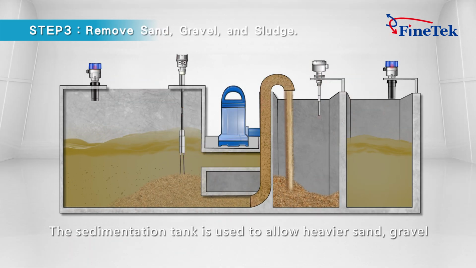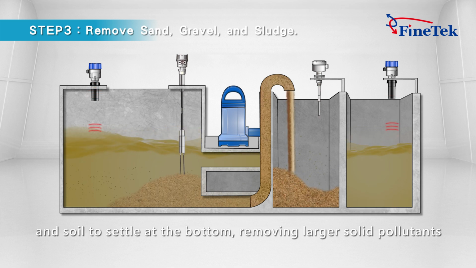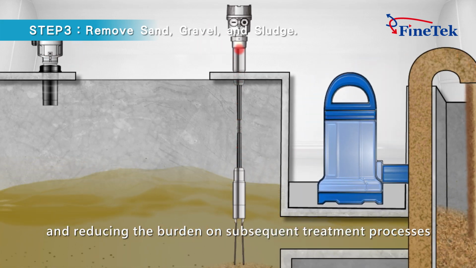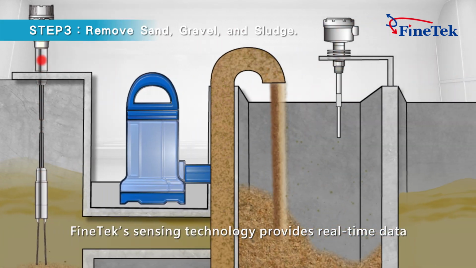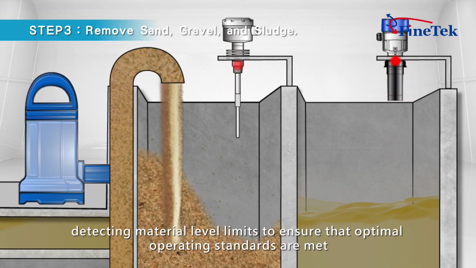The sedimentation tank is used to allow heavier sand, gravel, and soil to settle at the bottom, removing larger solid pollutants and reducing the burden on subsequent treatment processes. FineTek sensing technology provides real-time data, detecting material level limits to ensure that optimal operating standards are met.